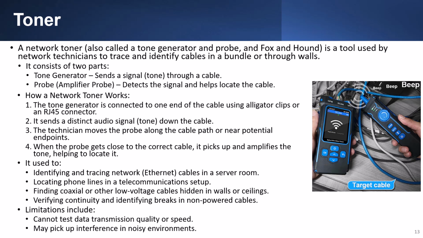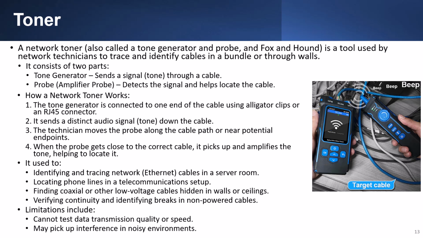A network toner, also called a tone generator and probe, and fox and hound, is a tool used by network technicians to trace and identify cables in a bundle or through walls. It consists of two parts. The tone generator sends a signal or tone through the cable. The probe, or amplifier probe, detects the signal and helps locate the cable.